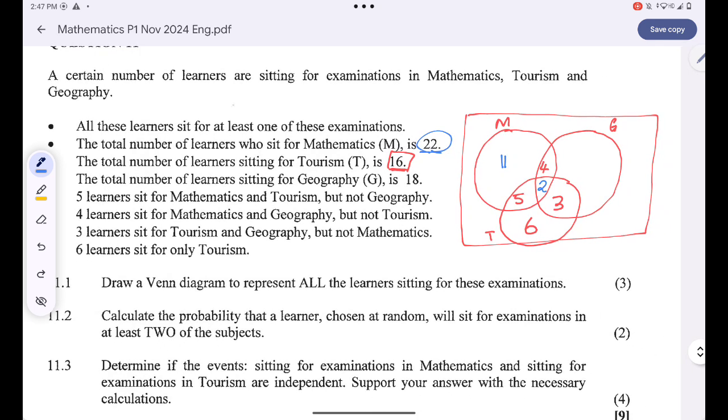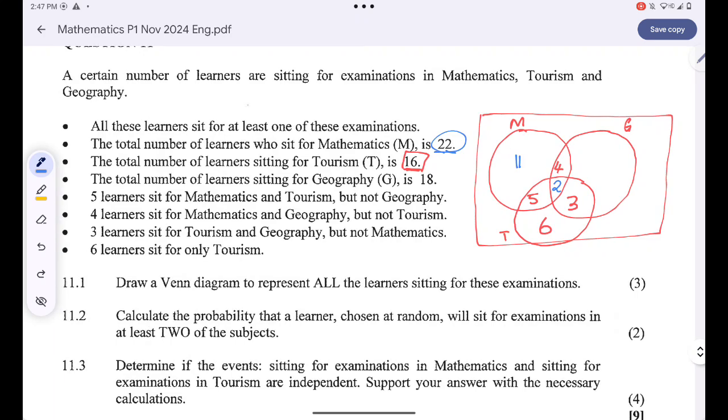Okay, and then now let's go for geography. We are told that 18 of them are sitting for geography. I have 4 plus 2, which is equal to 6, plus 3, that's equal to 9. But the total number of geography learners is 18, so that means 9 of the learners sit for geography only. Are you together, guys?